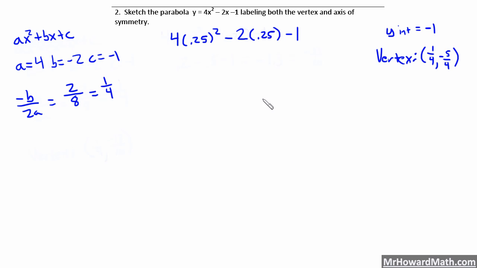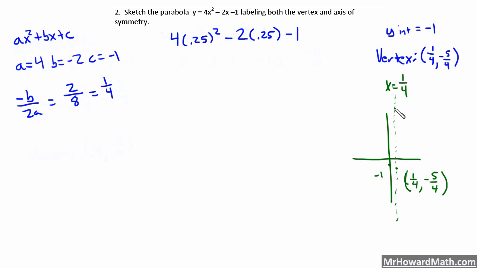Alright, so we know that this thing is opening up, so we can start our sketch down here in the corner. So we have 1/4, -1.25, so -5/4 is the same thing as -1.25. So here's our vertex: 1/4 comma -5/4. So that part's labeled. We know we have a y-intercept of -1 right here. We can label that. The axis of symmetry we know is the x-coordinate of our vertex, so that's x equals 1/4.